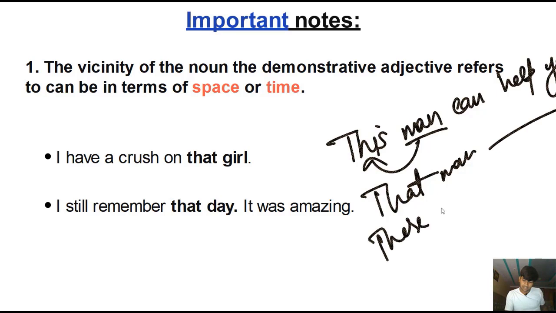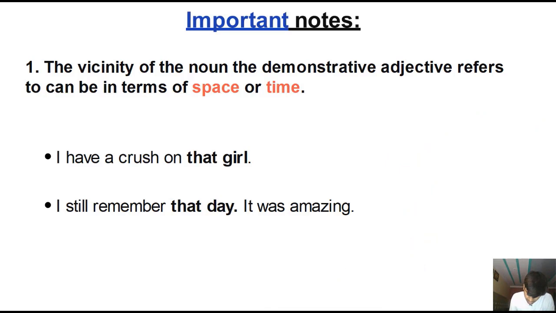These men can help you. These men, we have some men, we have some guys. These men can help you. Those men, quite far away. Those men.